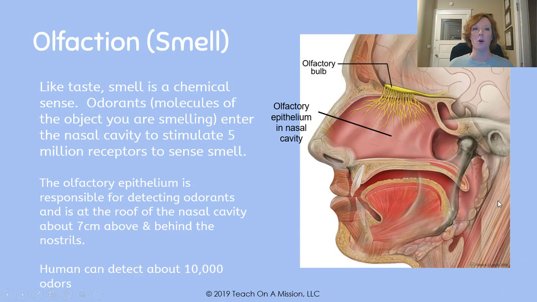All right, let's move on to olfaction or smell. Like taste, smell is a chemical sense. Odorants or molecules of the object you're smelling enter the nasal cavity to stimulate 5 million receptors to sense smell. The olfactory epithelium is responsible for detecting odorants, and it's at the roof of the nasal cavity, right about 7 centimeters above and behind the nostrils. And humans are known to detect about 10,000 different odors.